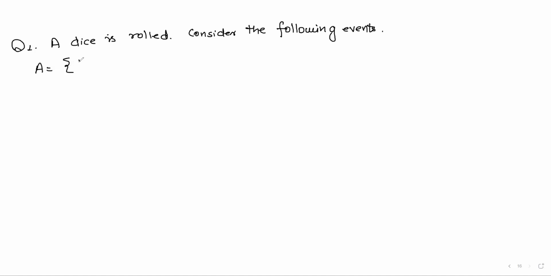First question, a dice is rolled. Consider the following events. A is equal to {1, 3, 5}. B is equal to {2, 3}. C is equal to {2, 3, 4, 5}.